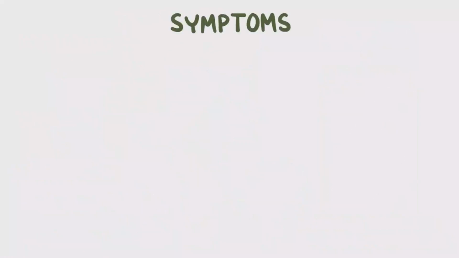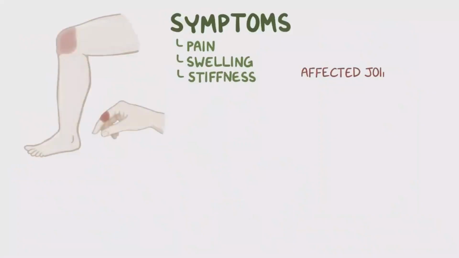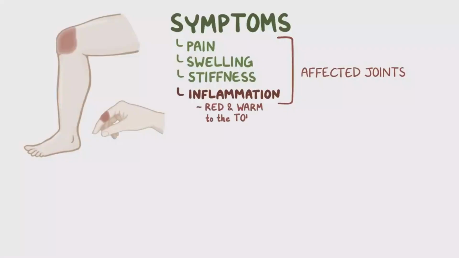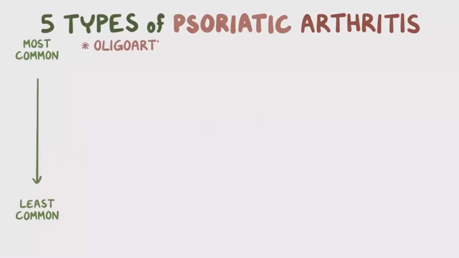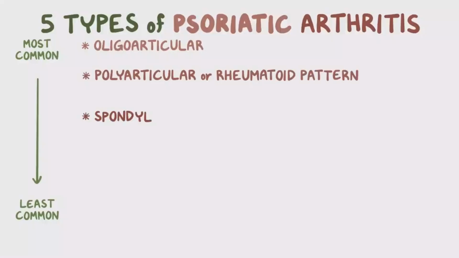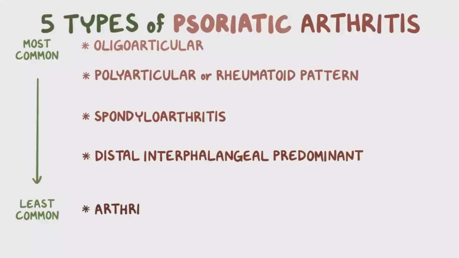The symptoms of psoriatic arthritis include pain, swelling, and stiffness in the affected joints. And since psoriatic arthritis is inflammatory, these joints are generally red and warm to the touch. Now, different joints can be affected, and there are 5 different types of psoriatic arthritis. In order from most to least common, they're oligoarticular, polyarticular or rheumatoid pattern, spondyloarthritis, distal interphalangeal predominant, and arthritis mutilans.